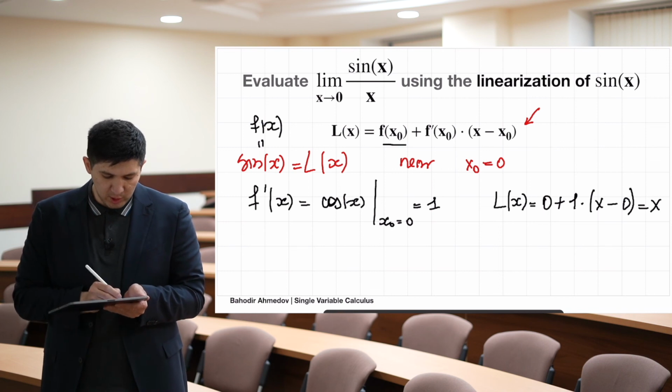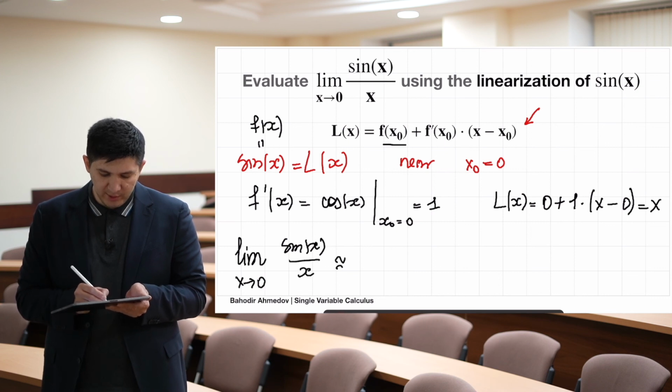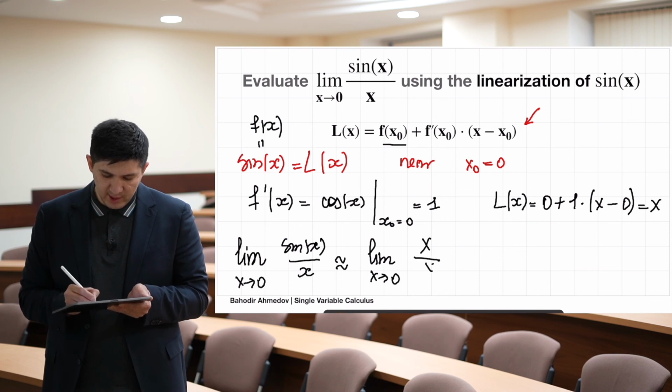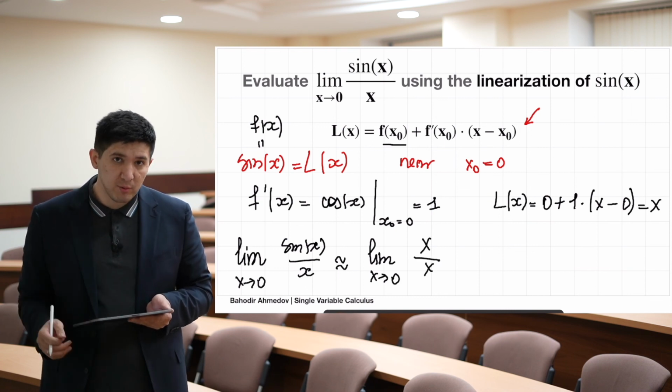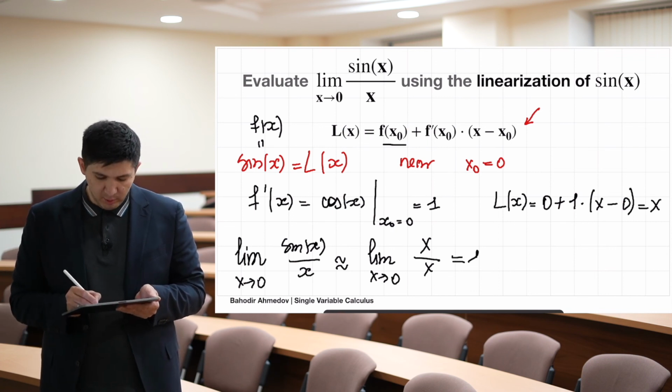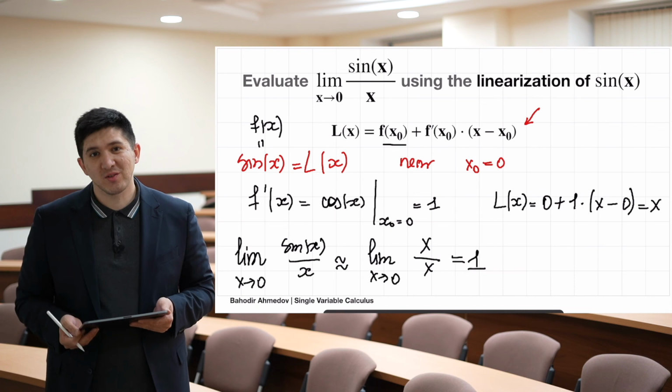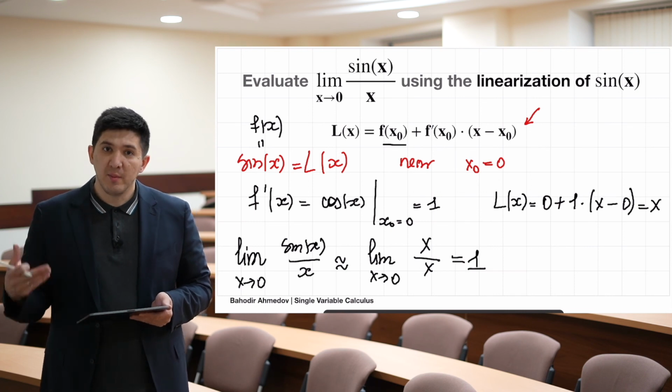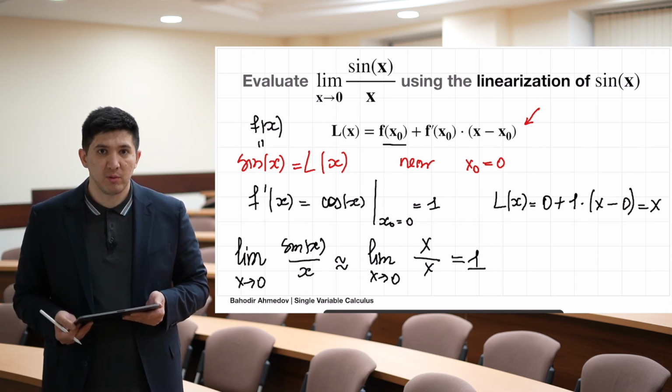So what we can do is say that the limit as x goes to 0 of sine of x over x is roughly equal to the limit as x goes to 0 of x divided by x, because sine is approximately equal to x near x equal to 0. And that's going to be equal to 1. So this is one of the interesting ways to prove that the limit of sine of x over x is equal to 1.